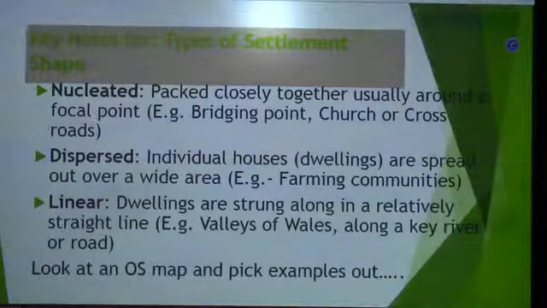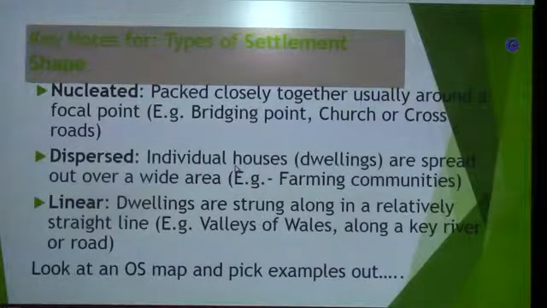Right, moving on then, types of settlement shape. We've got nucleated, dispersed, and linear, and the idea is that you should know what these 3 terms mean, and in the exam you may well be asked to look at an OS map and actually say whether or not a settlement is indeed nucleated, which is packed closely together. As I said here, usually around a focal point, so it could be a bridging point across a river, it could be a church, there could be a crossroads, anywhere which would actually attract people to start their settlement. Dispersed are usually individual houses which are spread out over a wider area. For example, in a farming community you're going to find lots of space between houses because it is a farming community.